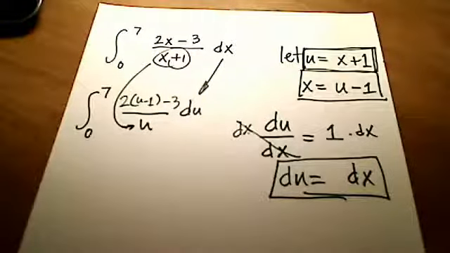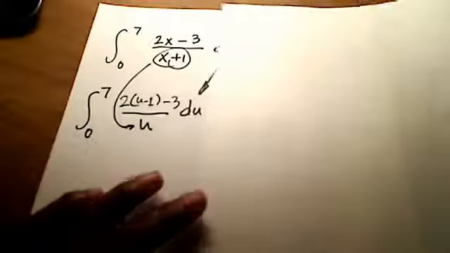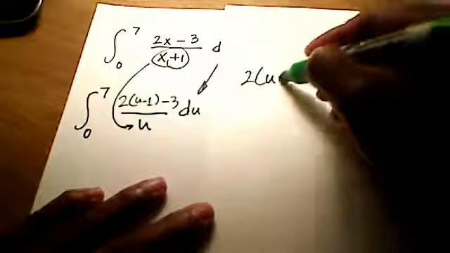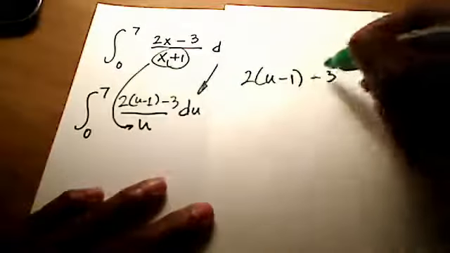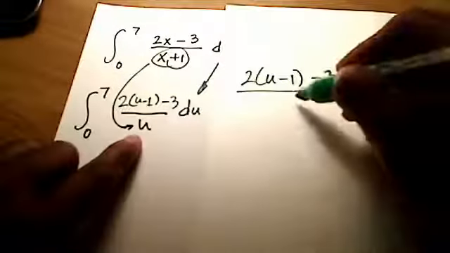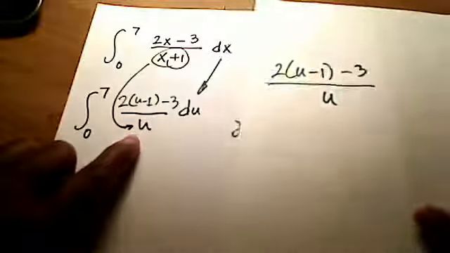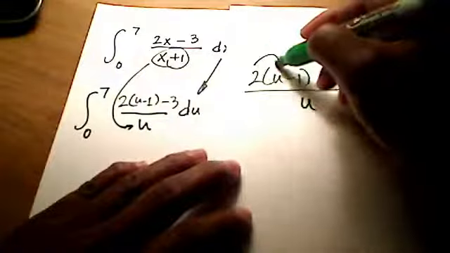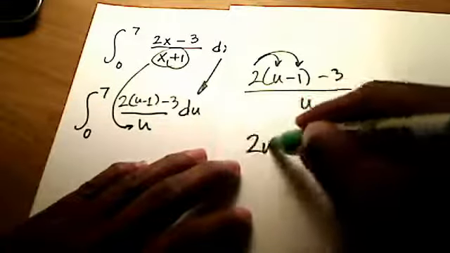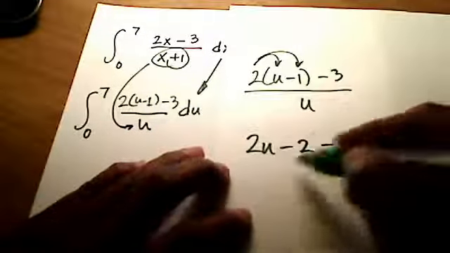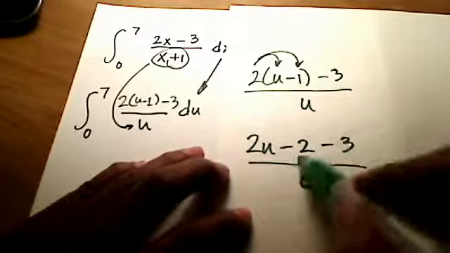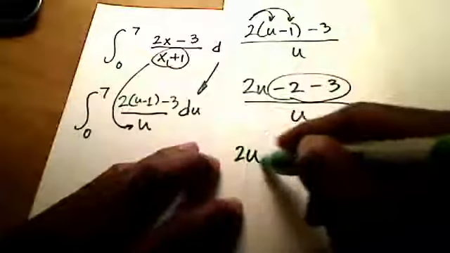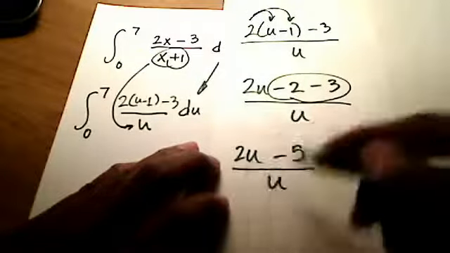I'm going to do that on a separate paper, maybe on the side. Let's do a little bit of algebra. Here's what my numerator looks like, and this is all over this denominator of u. I could distribute the 2, which makes it 2u minus 2 minus 3, all over u. Add these two like terms and you've got 2u minus 5 all over u.